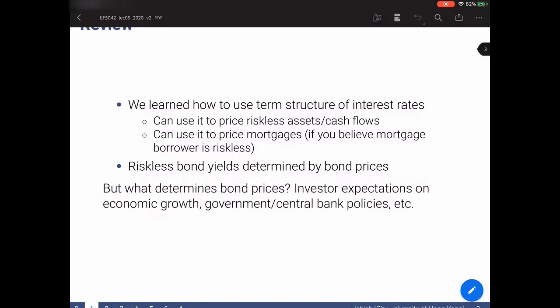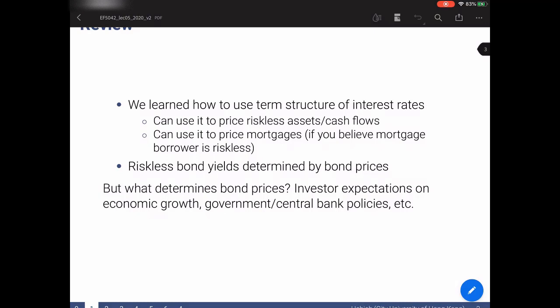Second, we also talked about so-called riskless bond yields as determined by bond prices. Specifically, we discussed the topic of treasury bonds, right? And how they have semi-annual coupon payments. They're backed in full faith by the US government, and therefore there's a negative relationship between bond prices and bond yields. All right, so we should have a good idea how bond prices are determined, namely by investor expectations on future economic growth, how the government or central bank are going to change its policy in the future, and also probably most importantly, investor expectations about future inflation.